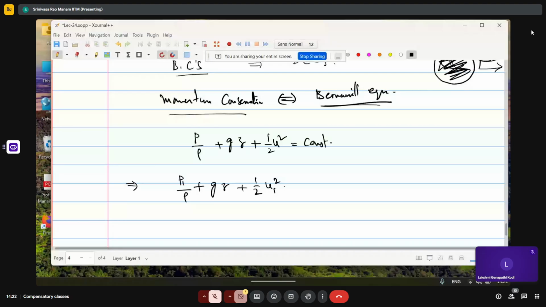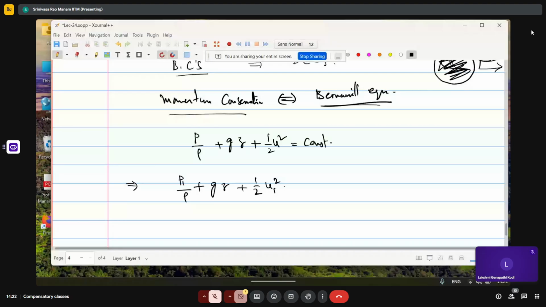And let's take P2 as infinity. P infinity is the pressure away from R equal to A, that is, R goes to infinity. That's what we are calling it.